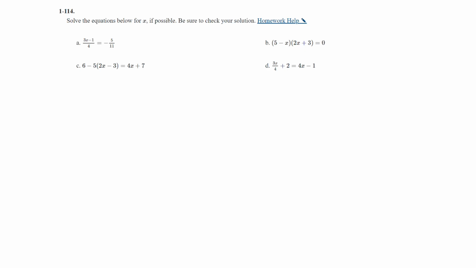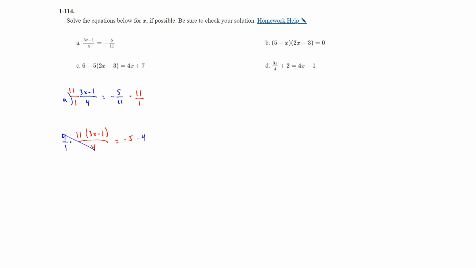Question 114, we're going to solve the equations. Be sure to check your solutions as well. So on part A, we have (3x minus 1) over 4 is equal to negative 5 over 11. So we can get rid of the 11 by multiplying both sides by 11. And then that would give us 11 times (3x minus 1) over 4 is equal to negative 5. And then now we can get rid of the 4 by multiplying both sides by 4.